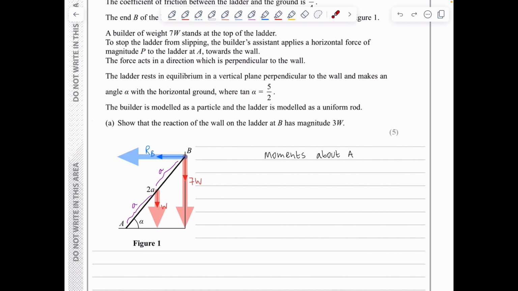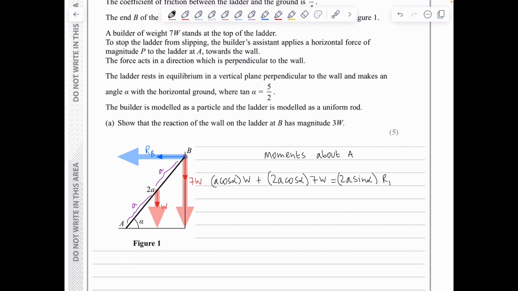So starting with the clockwise moments, we can see that the weight W is acting at a distance of a cos alpha. So a cos alpha times W, plus the 7W is acting at a distance of 2a cos alpha, so plus 2a cos alpha times 7W, is equal to the anti-clockwise moment, which is acting at this distance here, which is 2a sin alpha. So 2a sin alpha times the reaction at B.